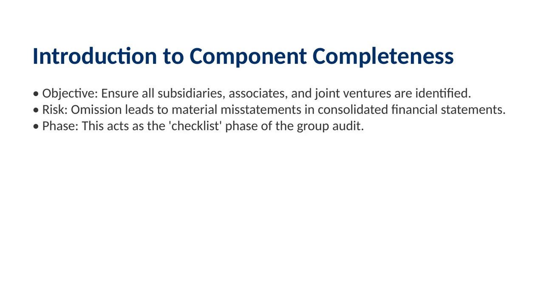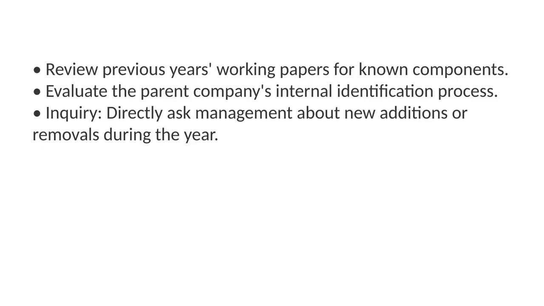Now, let's dive into group audits, specifically focusing on how an auditor ensures that the list of components to be consolidated is actually complete. Think of this as a checklist phase. You don't want to miss any subsidiary, associate, or joint venture, because that would lead to a material misstatement in the consolidated financial statements. Make sure nothing is missing.